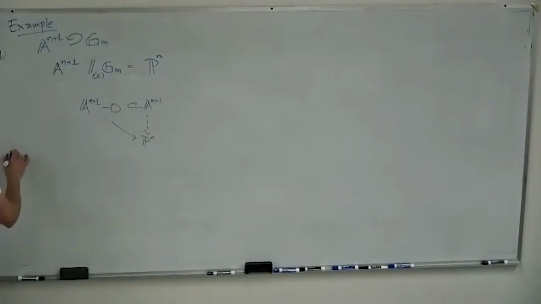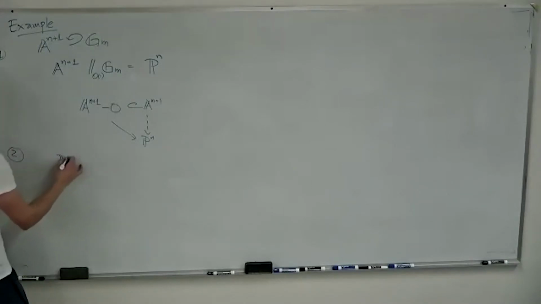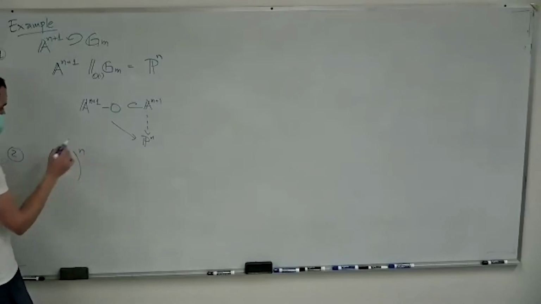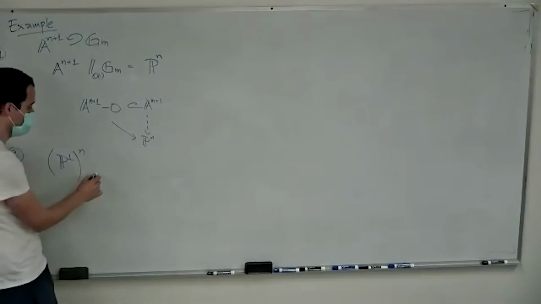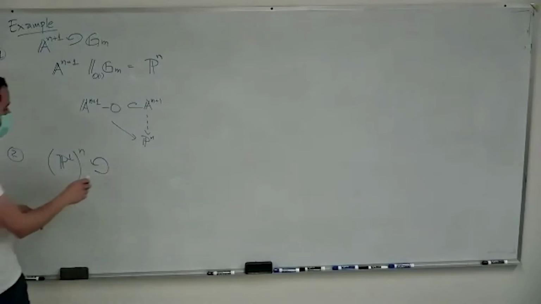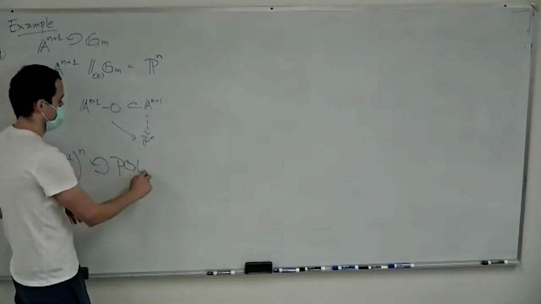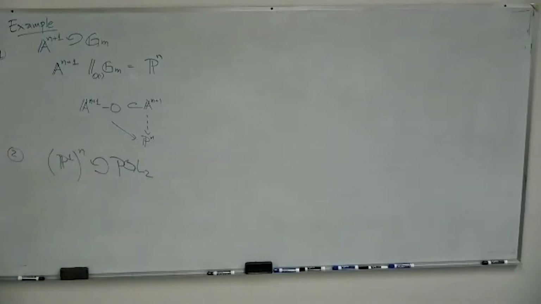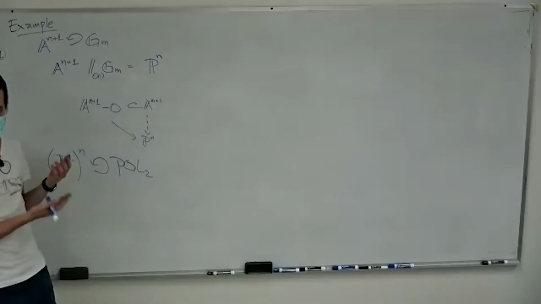About example 2, let's say that you have P1 and a bunch of copies of P1, and you have the action of PGL2. So let PGL2 act diagonally on P1. Then what would be a quotient of this by that? You need to choose a linearization.